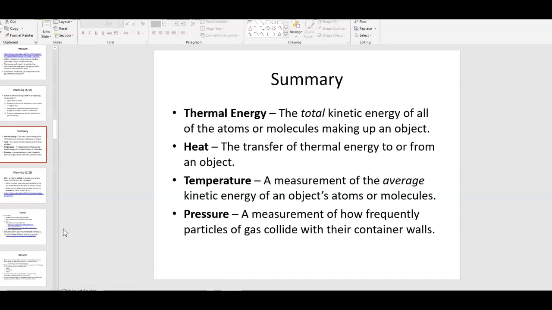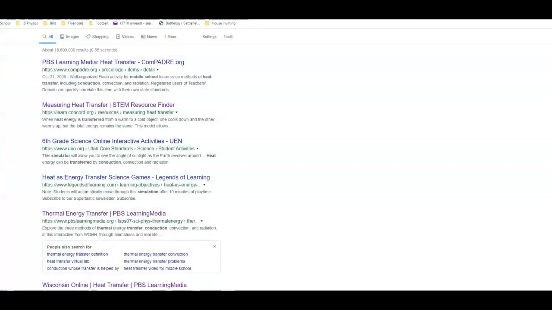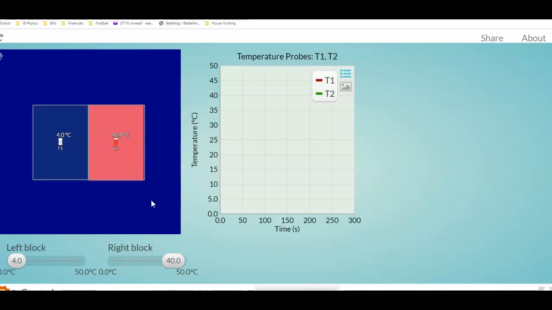Okay, we just talked about some vocabulary terms last class. Thermal energy, heat, temperature, pressure. We also talked about thermal equilibrium and how when two objects are in thermal contact, they transfer heat between them from hot to cold. Just to show you what that looks like, by the way, I've got the simulation here.